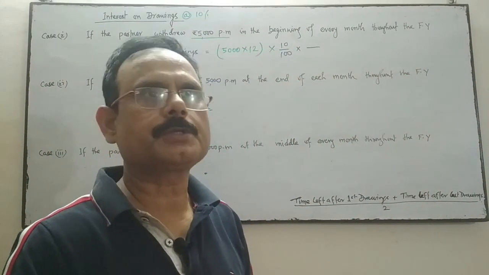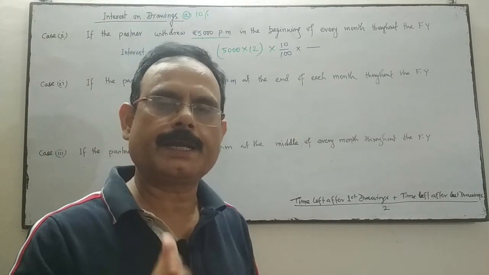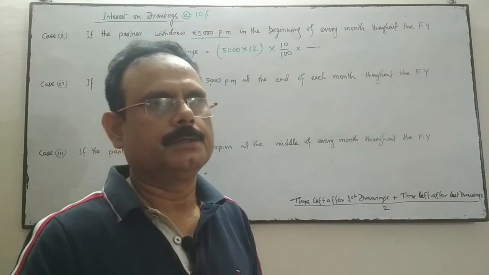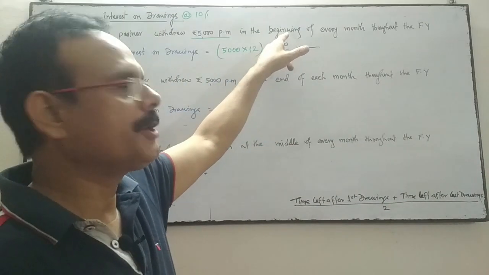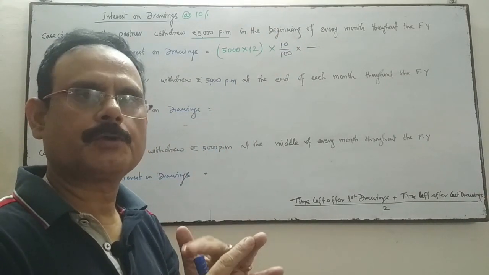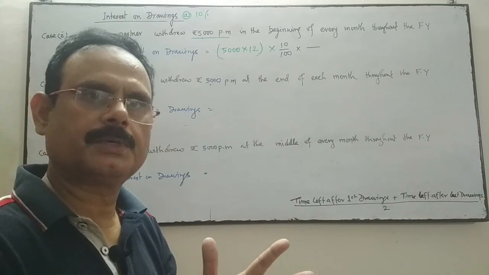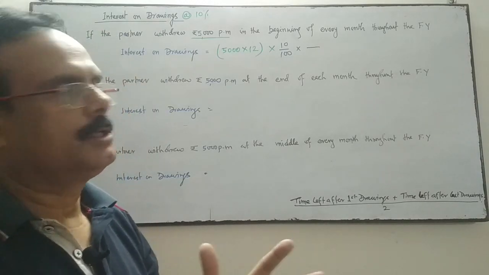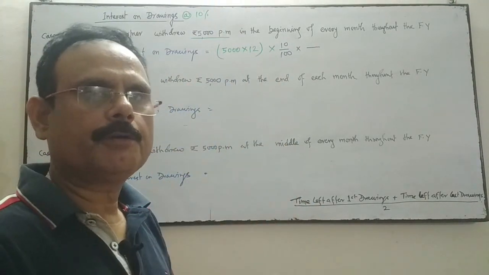Suppose our financial year is 2019, which starts from 1st April 2019 and is going to close on 31st March 2020. So, if 5,000 per month is withdrawn at the beginning of every month, it means 1st April, 1st May, 1st June, 1st July, 1st August, 1st September, 1st October, 1st November, 1st December, 1st January, 1st February and 1st March. 5,000 rupees every month is withdrawn at the beginning of every month.